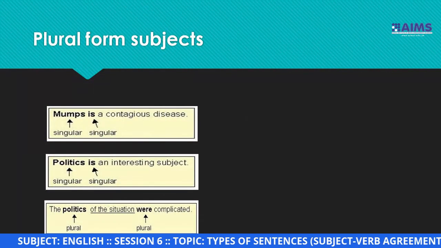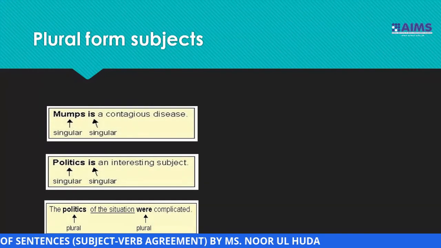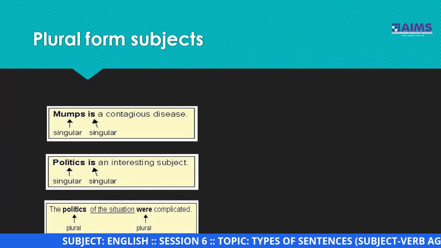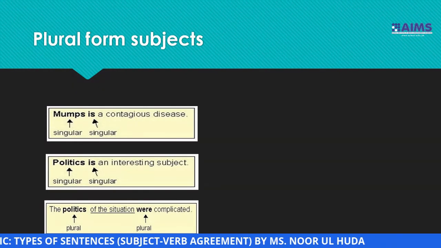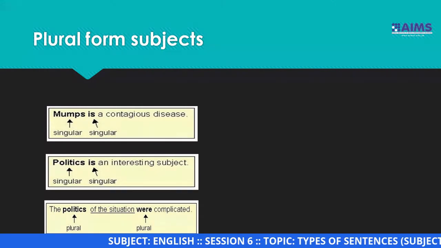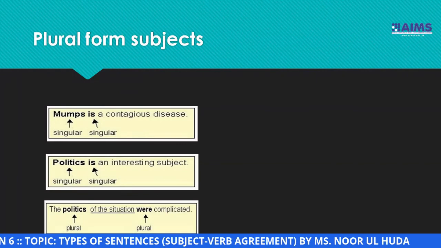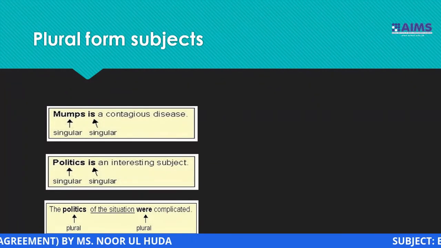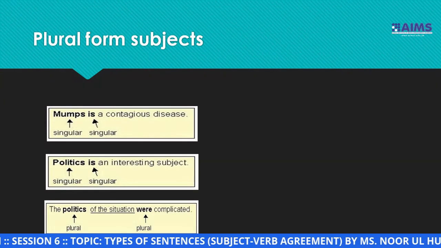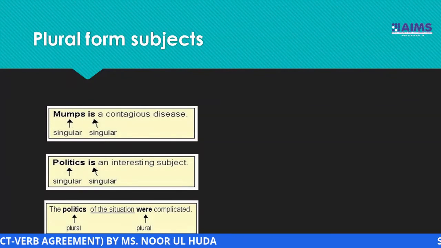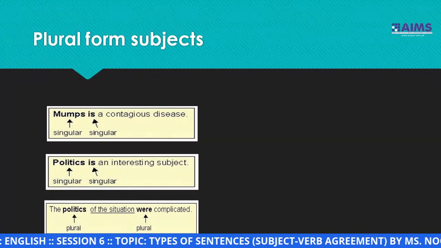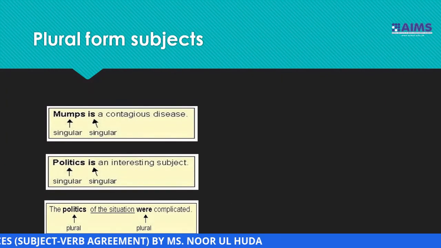Suppose a particular word is itself a plural, meaning we cannot say it in a singular form. It does not have any form which may be taken as the singular way. So it would definitely be taken as a singular subject, because the S at the end is itself part of the spelling. Mumps is a contagious disease. Mumps is the name of a disease which itself has an S in it, so it is considered a singular subject. Politics is an interesting subject. Politics is the title of a subject having S in it as its form.